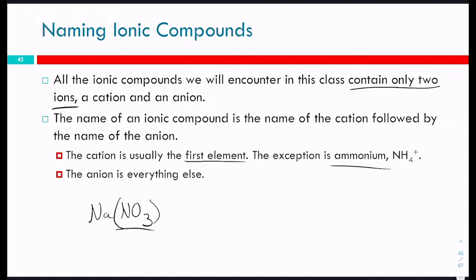So the cation is usually the first element. And even with, I think this is saying that the exception here is not that ammonium won't be the first element, but it will be the first, it's not a metal. So the exception is the cation is usually first. That's almost always a metal, except when it's ammonium. And then the anion's everything after that.